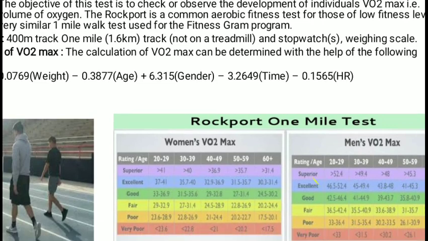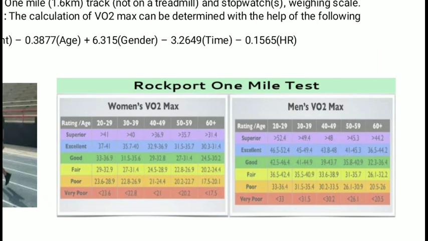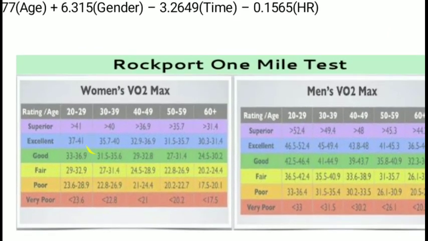So for the Rockport 1 mile test, let us take a view of the table here. Women's volume of oxygen, VO2 max, is how much. You can see the ratings are given as superior for the ages of 20 to 29, 30 to 39, 40 to 49. The age groups have been given, and 60 plus.